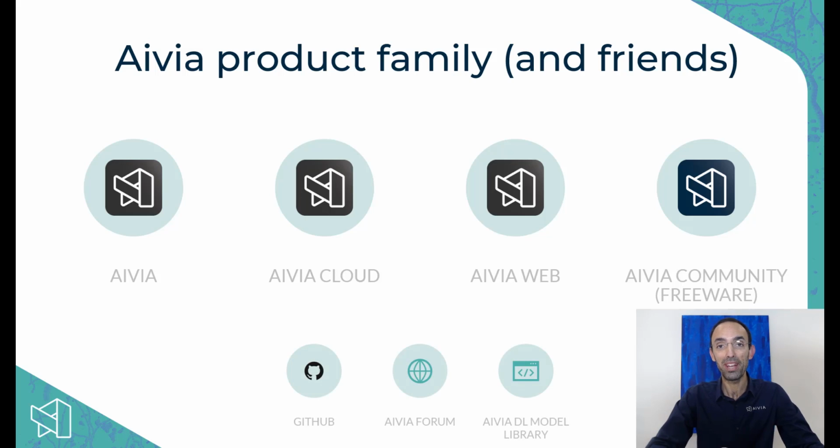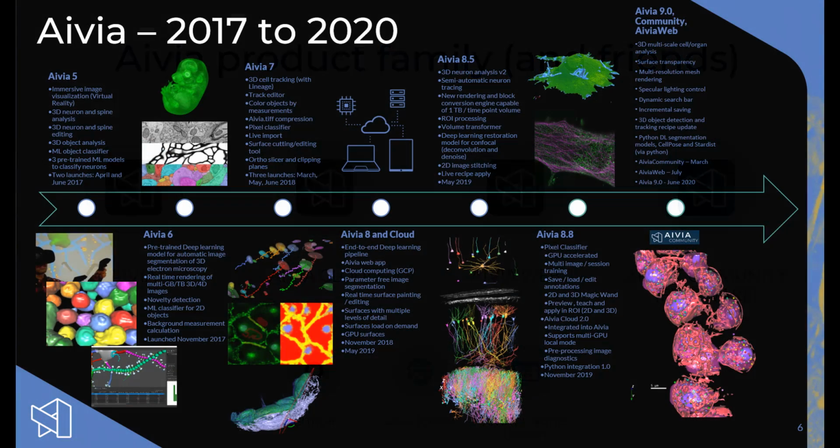Over this year, we've also added a few friends. First of all, our GitHub repository has quite a few Python plugins there, as well as the models that we tested for our preprint, the 3D Arcan preprint, which will be mentioned later on today. There's quite a lot of goodies in there. Our Aivia forum, which has become a good way to get support and to provide support as well to our users. And the Aivia Deep Learning Model Library, which will be introduced today.